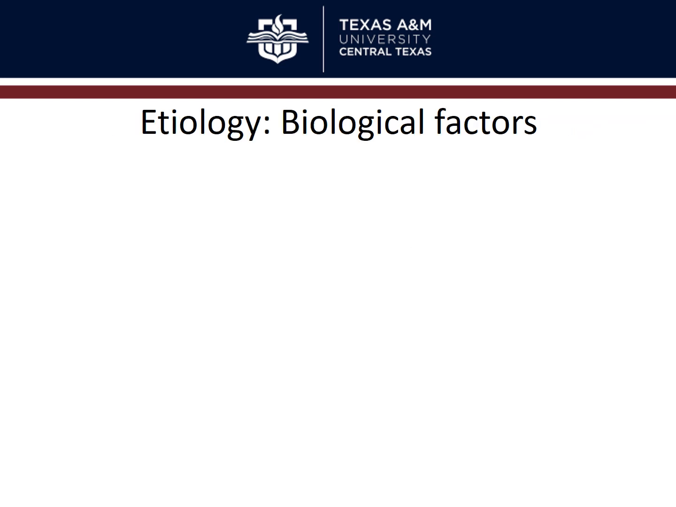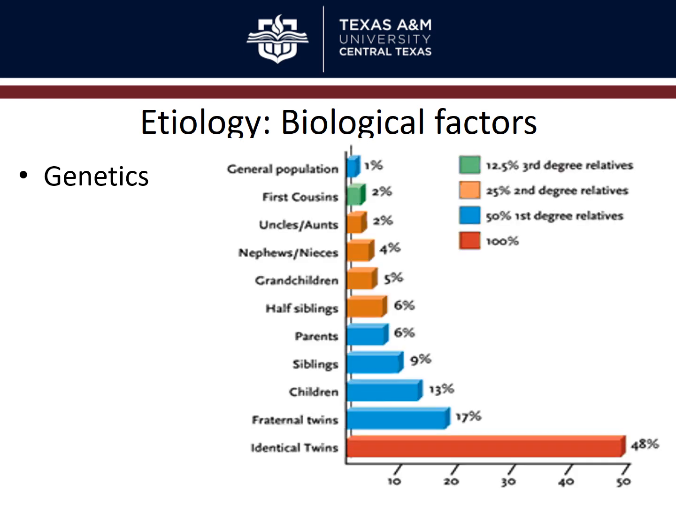Okay. Thinking about the causes, the etiology, looking at biological factors. Obviously, genetics are going to play a role. Schizophrenia is probably one of the mental disorders, one of the things in the DSM, that there's the most evidence of a genetic contribution. All right, so if we look at risk factors, if someone you know has schizophrenia, what's the percentage that you'll have schizophrenia?